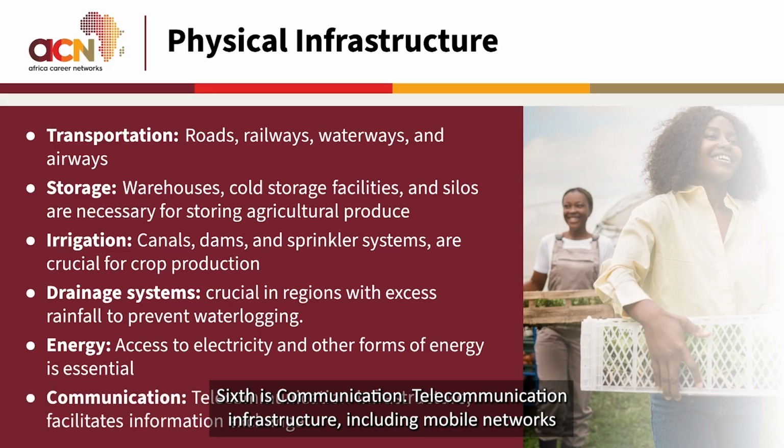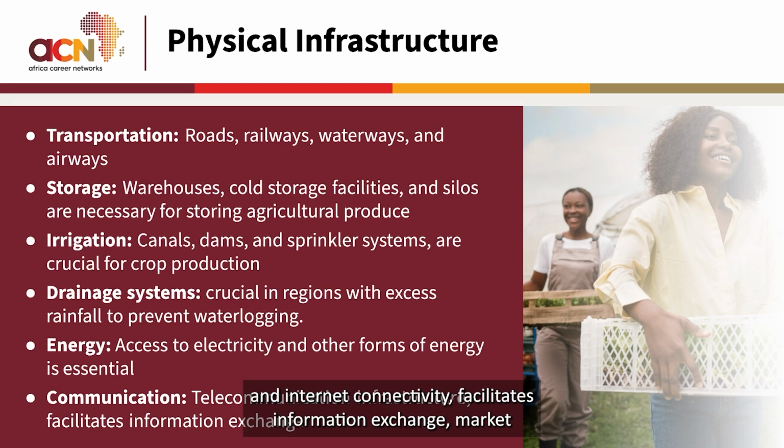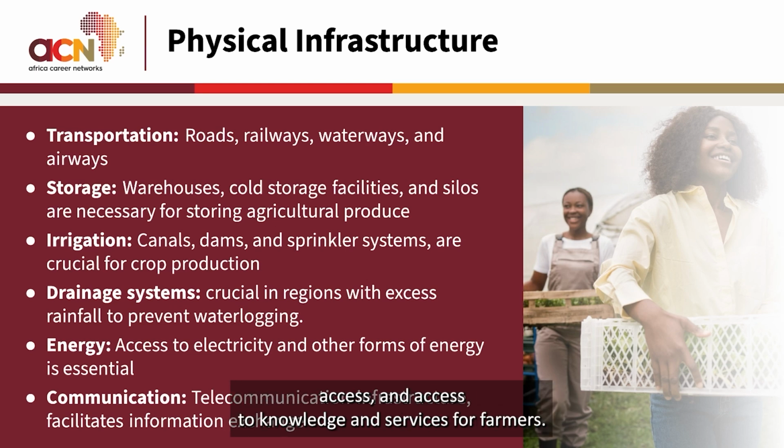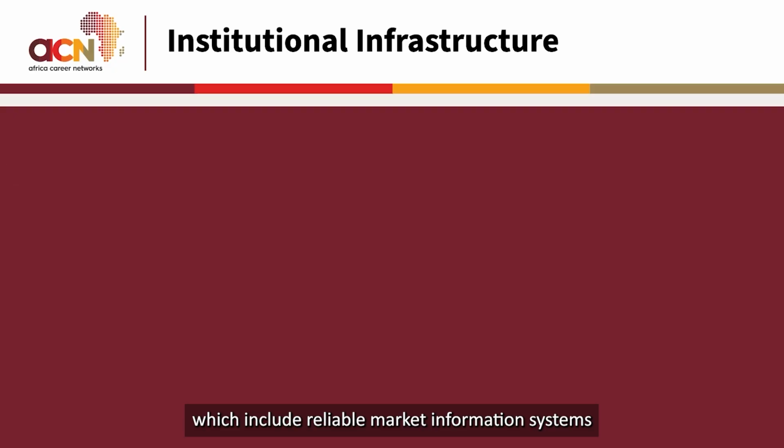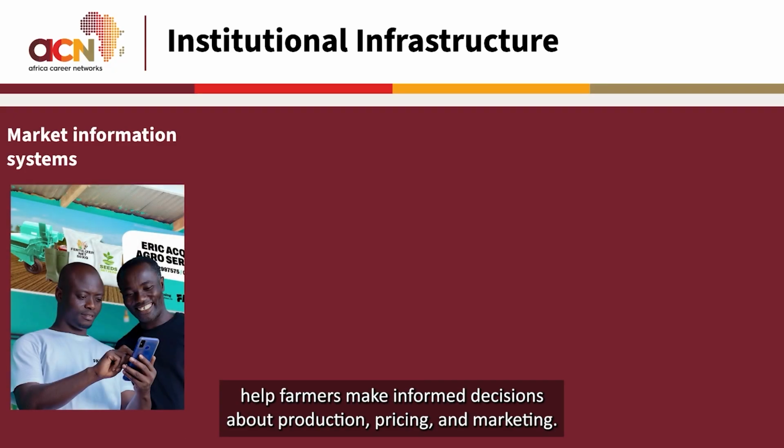Sixth is communication. Telecommunication infrastructure, including mobile networks and internet connectivity, facilitates information exchange, market access, and access to knowledge and services for farmers. When it comes to institutional infrastructure, reliable market information systems help farmers make informed decisions about production, pricing, and marketing.